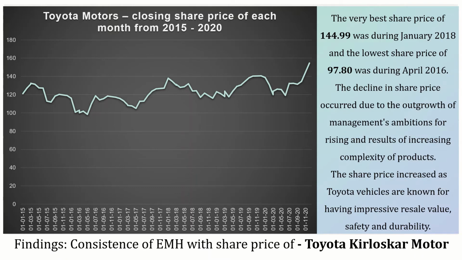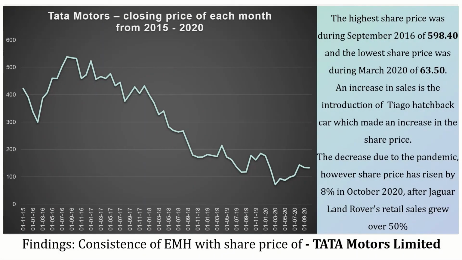Monitoring the share price of Tata Motors for the last 5 years shows that the highest share price was during September 2016 with a share price of 598.40, and the lowest share price was during March 2020 with a share price of 63.50. The increment in sales during September 2016 has resulted in an increase of the share price. The reason for the increase in sales is the introduction of the new model Tata Tiago hatchback car, whereas the decrement in sales during March 2020 is due to the COVID-19 pandemic, which made the entire automobile industry dull by a decrease in the share price.